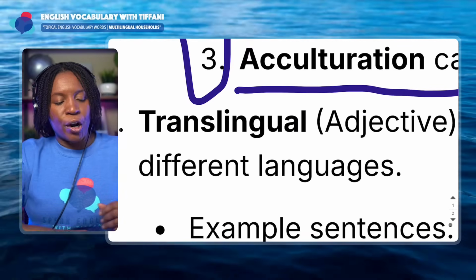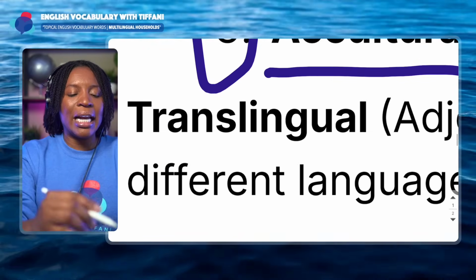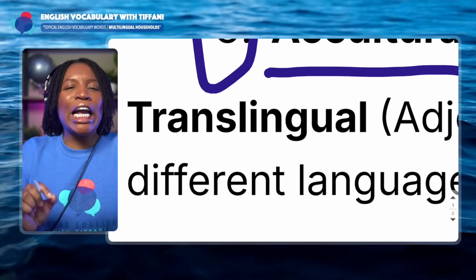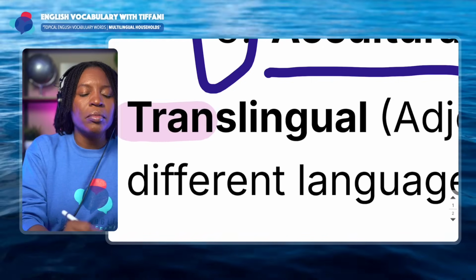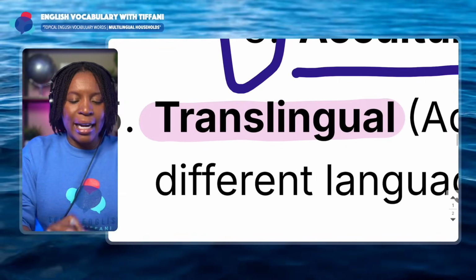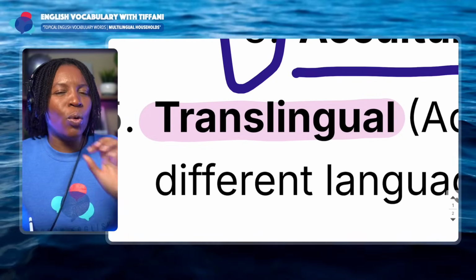Now let's move to the fifth term. The fifth term after me is translingual. Good. Again, translingual.